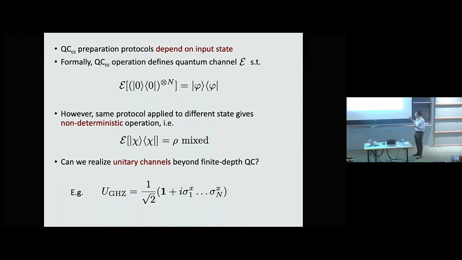So one example, which again is trivial, is this U_GHZ. So it's a unitary which implements your GHZ state. And it's a bit frustrating that this unitary is extremely simple, but yet it takes a linear time in the system size to prepare it if you only have local gates. So the construction now gets a bit technical, but let me just give you the idea of why this is possible in some cases.